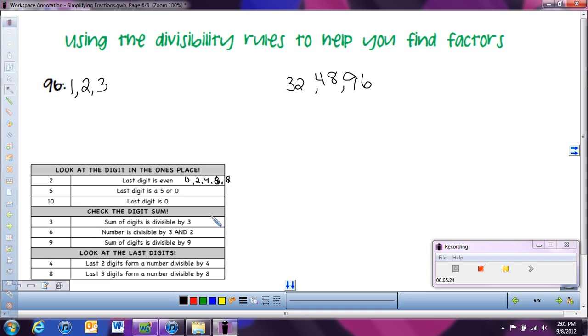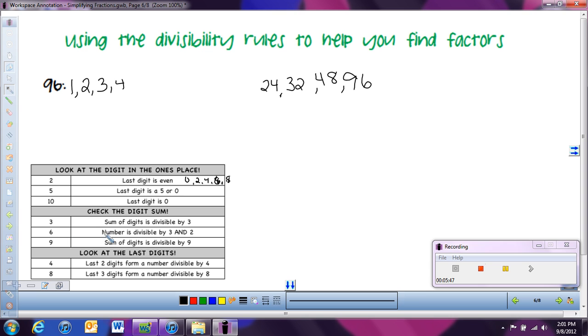Next, we're going to try 4, and it says the last 2 digits of the number form a number divisible by 4. Well, this number is only 2 digits long, so that doesn't really help us out very much. But 96 is divisible by 4, and it will go into there 24 times. So 96 divided by 4 is 24. Next, we can try 5. The rule for 5 is that the last digit has to be a 5 or a 0. Nope, it isn't, so that one doesn't work.